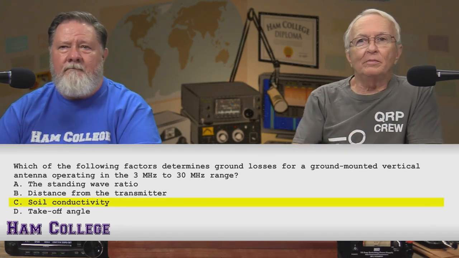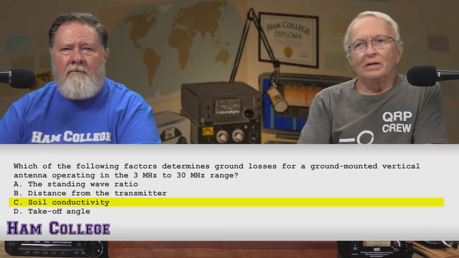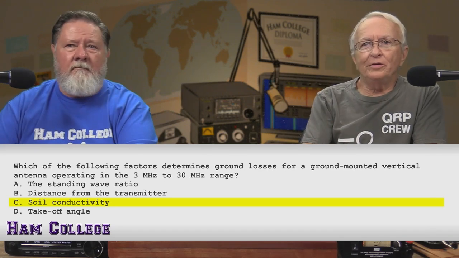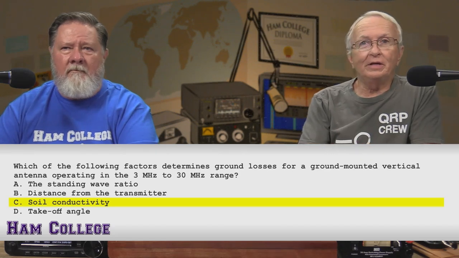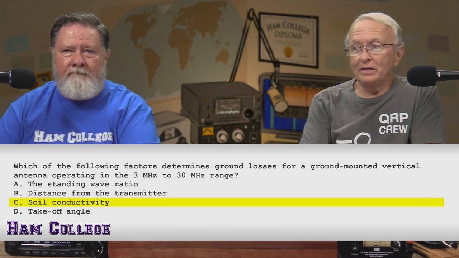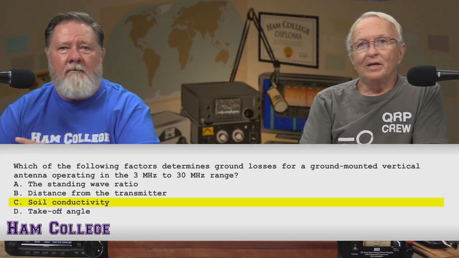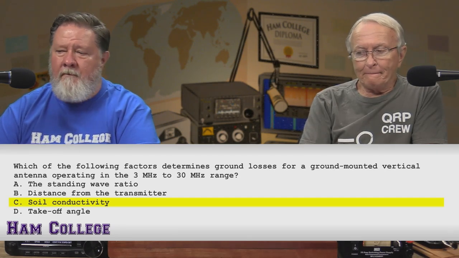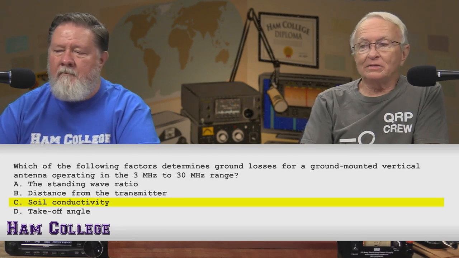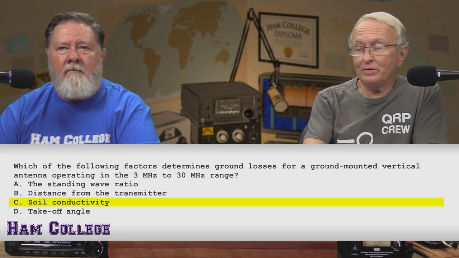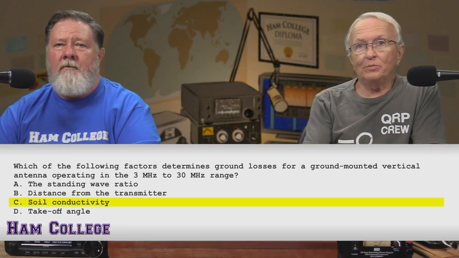The one thing I'm unclear about is why they worded it this way, operating in the 3 megahertz to 30 megahertz range. Ground losses are even a factor down on the AM broadcast band, as low as 500 kilohertz. Yeah, because the FCC has published standards for ground losses when you're applying for an AM broadcast license. So it has an effect below 3 megahertz.